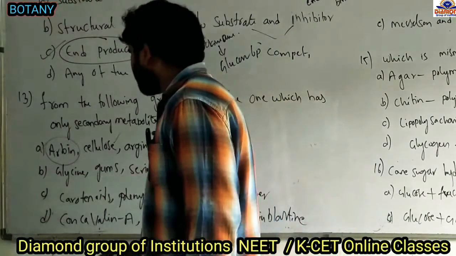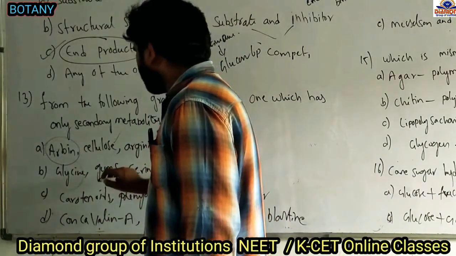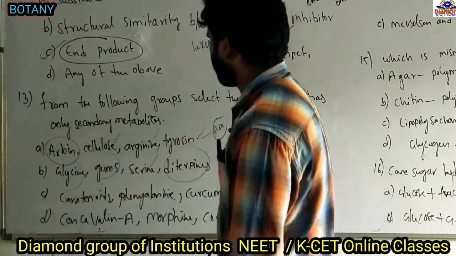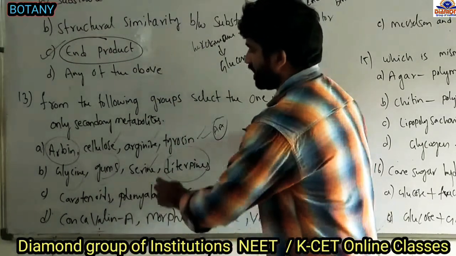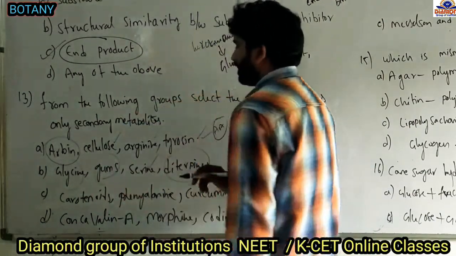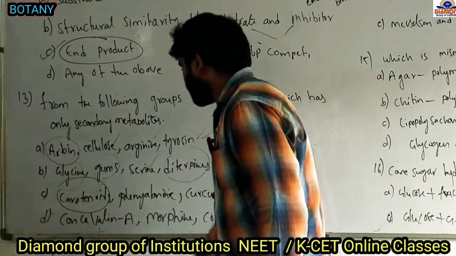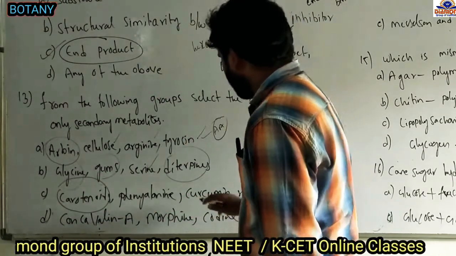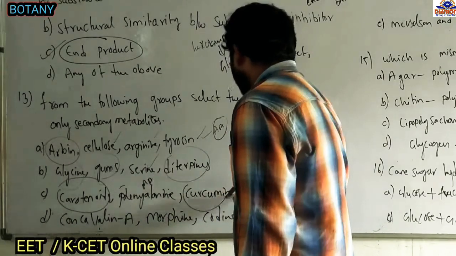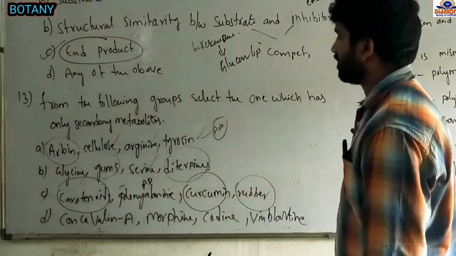And option B: glycine, gums, serine, and diterpenes. Glycine is an amino acid, gums are secondary metabolites, serine is an amino acid, and diterpenes are secondary metabolites. Gums and diterpenes are secondary metabolites. And option C: carotenoids are secondary metabolites. Phenylalanine is an amino acid. Curcumin is a secondary metabolite, and rubber is a secondary metabolite.